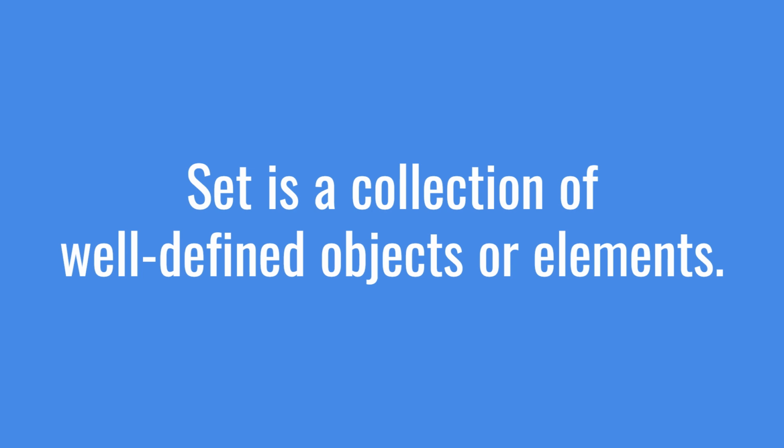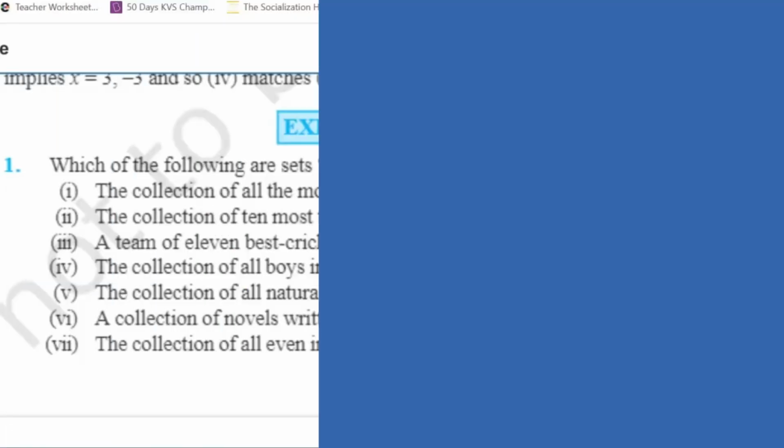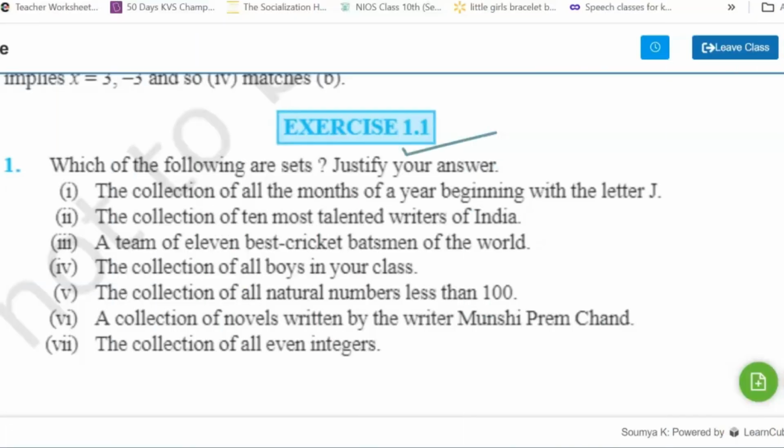Okay, so the first exercise is 1.1. It is from the class 11th NCERT textbook. Now the first question is, which of the following are sets? Justify your answer. The collection of all the months of a year beginning with the letter J.